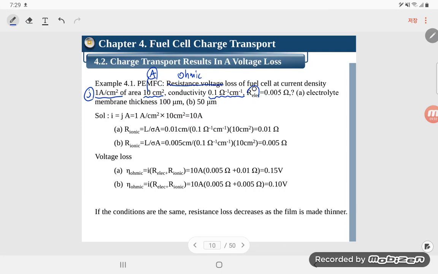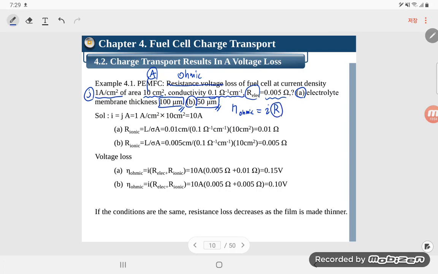This is the fixed and constant one. Okay, and then we varied the membrane thickness as 100 micrometer and 50 micrometer. So the first case is the 100 micrometer and the second case is 50 micrometer. Okay, to calculate this one, we already know the ohmic overpotential equals IR.